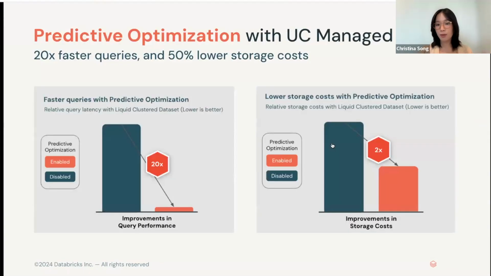So what does that mean when you have this enabled in Databricks? We reported that there's been an improvement in query performance by 20 times. It's 20 times faster and a 50% reduction in storage costs. So the data intelligence platform really learns how to use your data so that it can optimize your queries and the way your data is laid out.